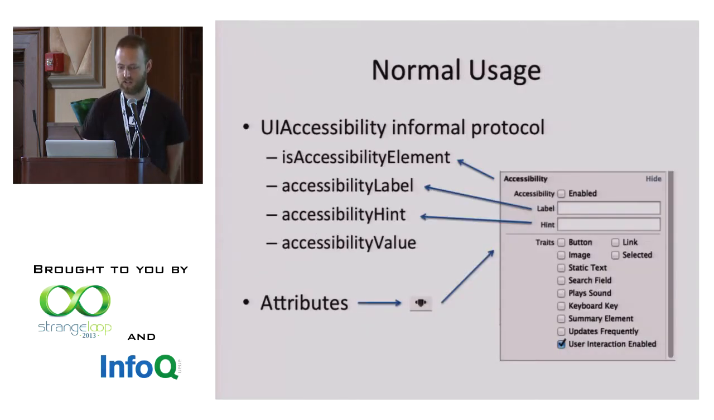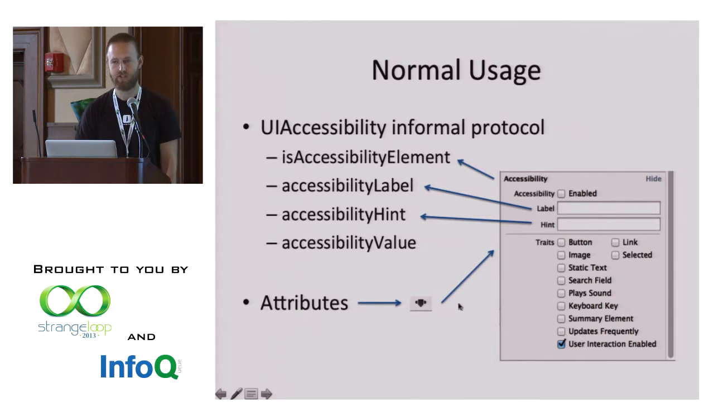Now, under normal usage, you're only going to override a maximum of 4 things, but really you're probably only going to override isAccessibilityElement and accessibilityLabel. This is what it looks like in Xcode.